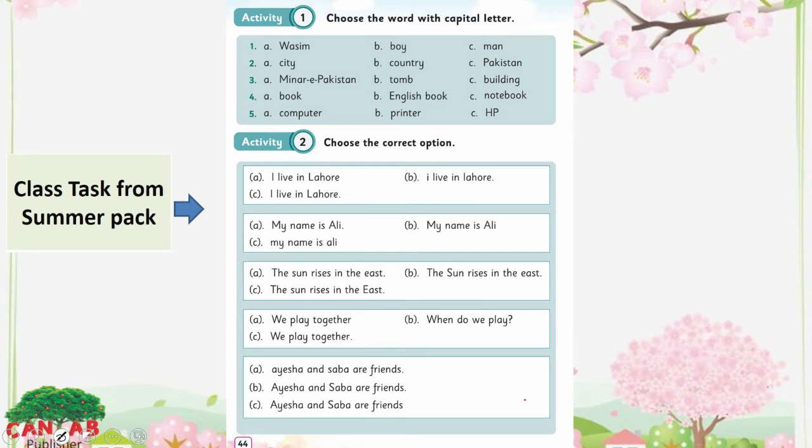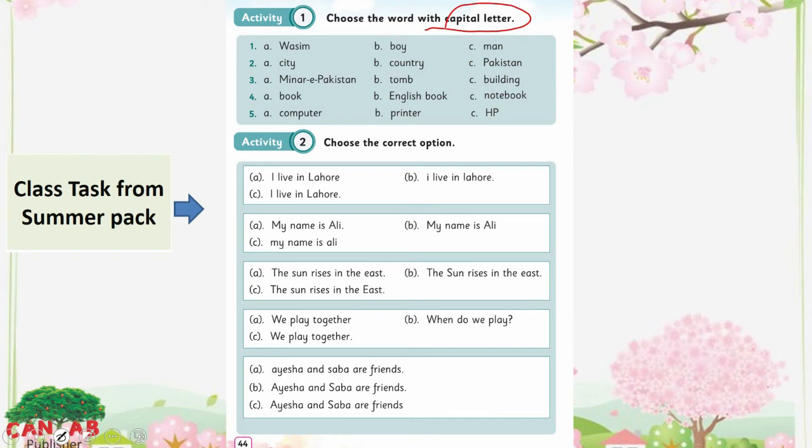This is your task from summer pack, page number 44. We have an activity here. Choose the word with capital letter. So I have told you, and we also discussed in your previous lessons in class 2, what are the pronouns or capital letters. Why we capitalize the first letter of any specific name, of country, person, pet, thing. Like your name is proper noun, your name is a specific noun. We have to capitalize the first letter of your name, your teacher name, your school name, your country name, your city name is proper noun.